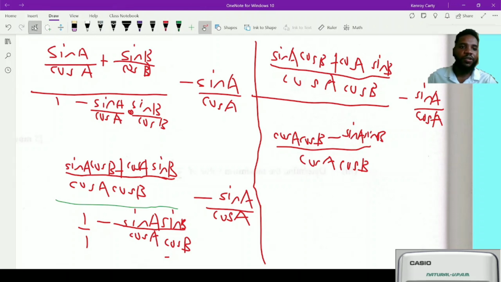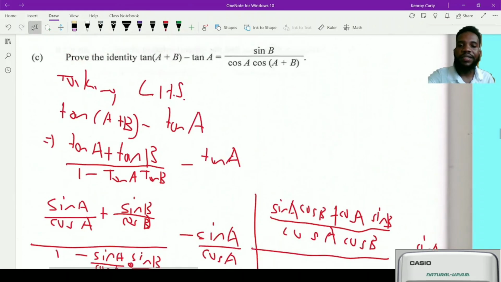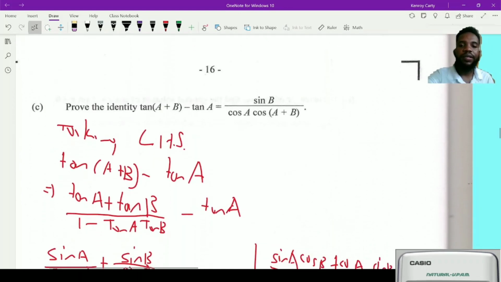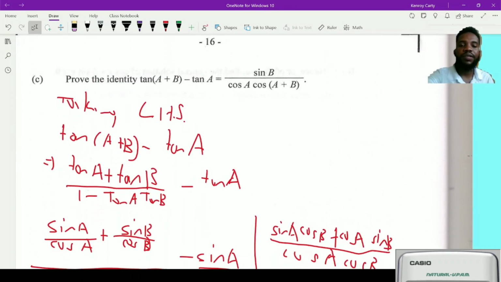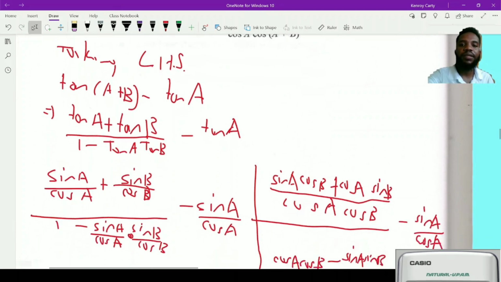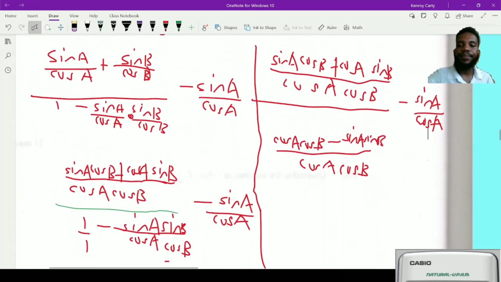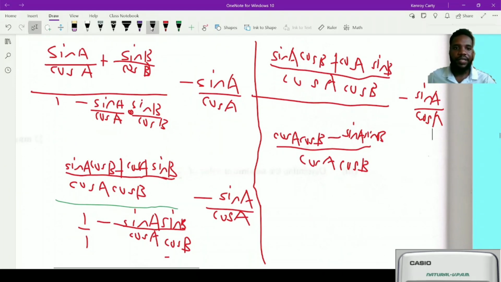Now let's go. We can go back now and glimpse at what they want the answer to look like. Now clearly, you have sine B over the cosine of A times the cosine of A cosine B. All right. Let's tidy this thing up.